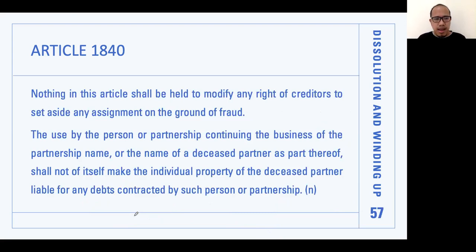Okay? Still at Article 1840. Nothing in this article shall be held to modify any right of creditors to set aside any assignment on the ground of fraud. Yan. Siyempre, kapag present ang fraud, you always have the right to cancel any assignment. If the assignment was made fraudulently, para makaiwas doon sa creditors, then the creditors have that right to cancel or set aside that assignment. Any act made in fraud of creditors, we learned that in our obligations and contracts, is subject to rescission. Pwede siyang ipa-rescind nung creditors kasi the assignment was made to defraud yung creditors.